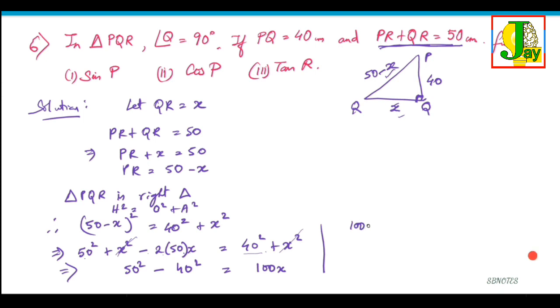So 100x equals 50 square minus 40 square. 50 square is 2500. 40 square is 1600. So that's 900. So x is 900 by 100. That's 9. Okay, we got x equals 9. So our QR is 9.